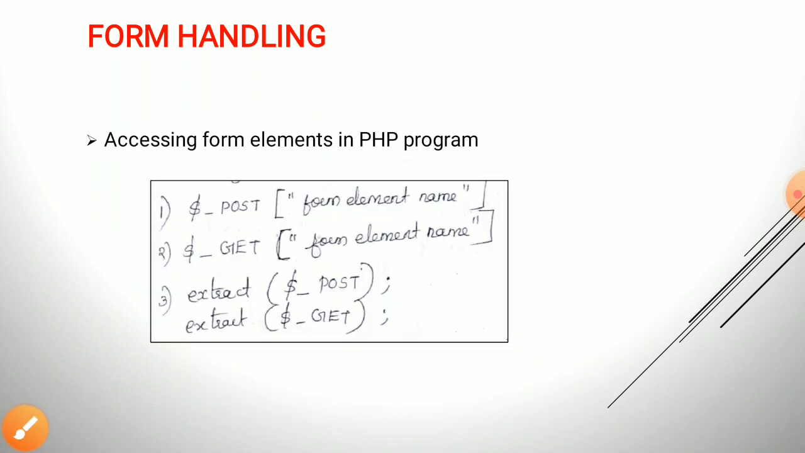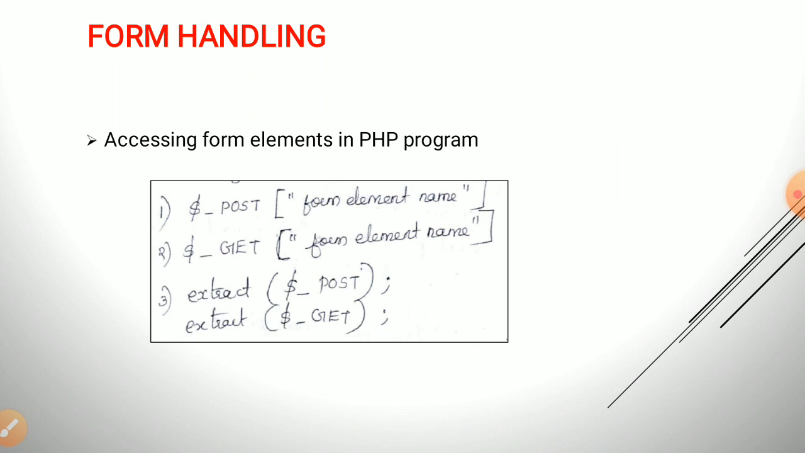Okay, now next one is how does the PHP program access the values that we entered in the HTML form. The values of form elements are accessed in PHP using the following methods. So first one is $_POST, within square brackets we have to specify the form element name. In order to access a data value entered in one of the controls present in the HTML form, we need to specify the form element name along with the $_POST method.